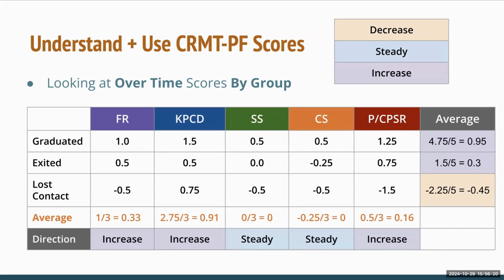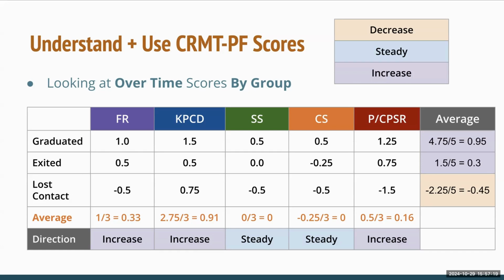You can also look at average change by groups using demographic or other data about the families. In this example, we are looking at the change in scores people have experienced between their pre-test and post-test, this time breaking down those scores by families who graduated the program, families who exited the program without graduating for whatever reason, and those who lost contact without officially exiting the program. In this example, everyone completed at least 3 rounds of the CRMT, so we have their caregiver program staff relationship scores to see how those changed over time.